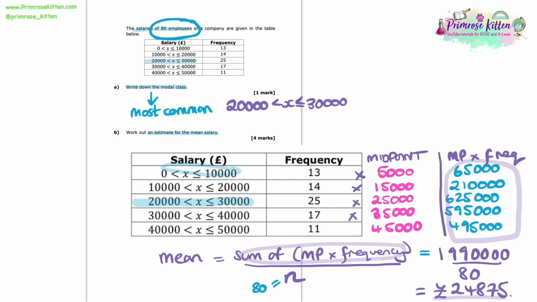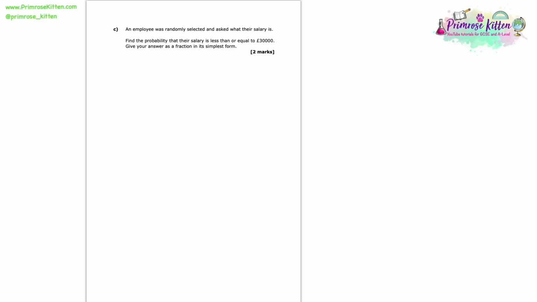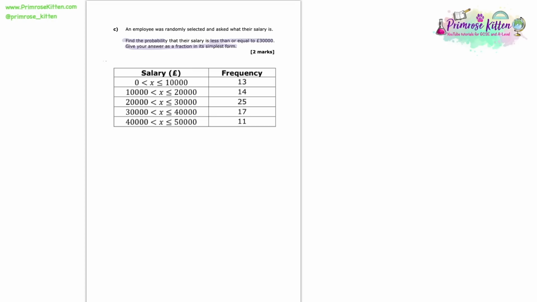So let's have a look at the next part. An employee was randomly selected and asked what their salary is. Give the probability that their salary is less than or equal to £30,000. Give your answer as a fraction in its simplest form. So let's remind ourselves of that table, here it is, and let's think, less than or equal to £30,000 is going to be all of these 3 salary ranges.